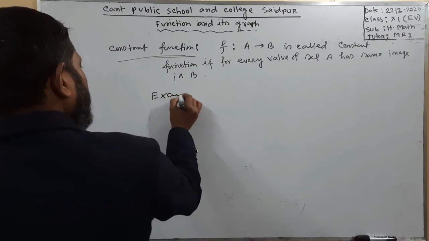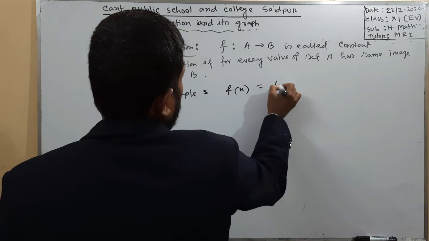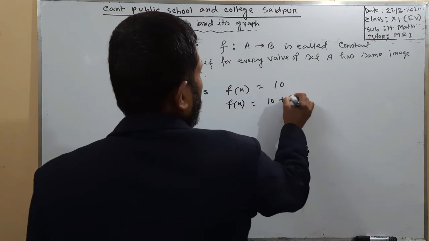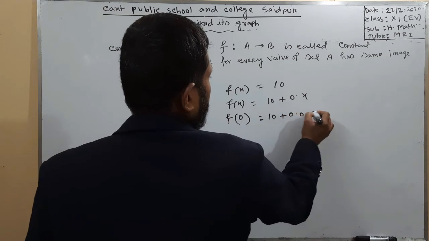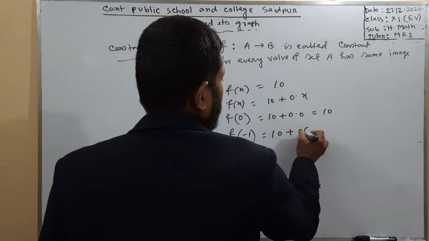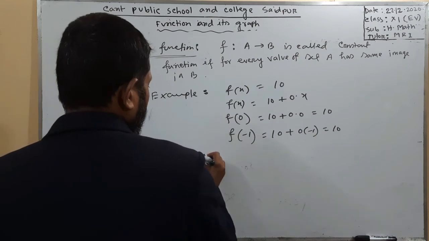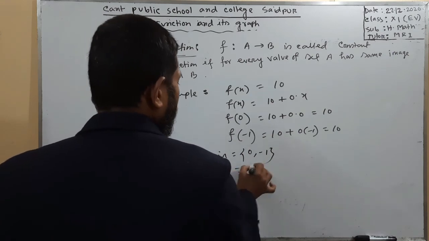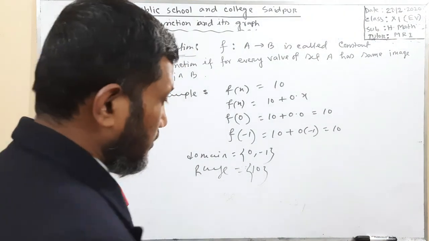For example, f of x is equal to 10. We can write this as 10 plus 0 into x. If we put 0, this is 10; minus 1, this is also 10. So here the domain is 0, minus 1 and the range is only 10. This is the constant function.